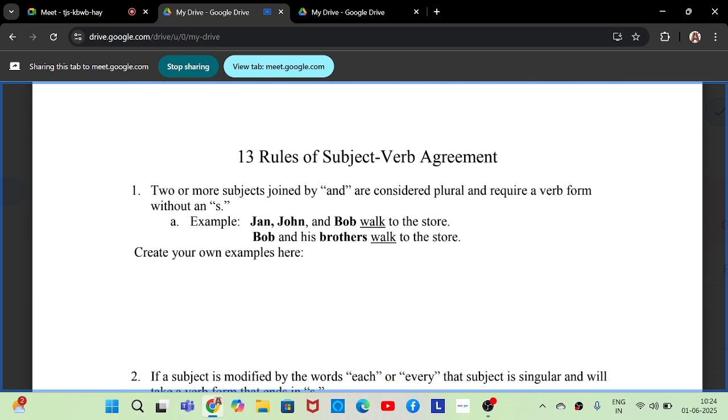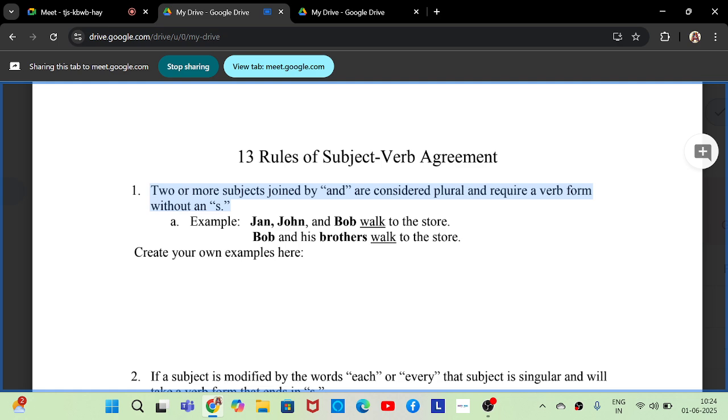Coming to the first rule, rule 1 says, today we will not learn all the 13 rules, don't worry. Today we will learn the first 6 or 7 rules. In the next class, we will learn the next 6 rules. So the first rule tells, two or more subjects joined by and are considered plural and require a verb form without an s. Here, instead of one subject, I am going to join 2 or 3 nouns together using the word and.